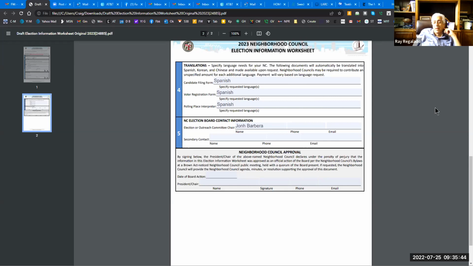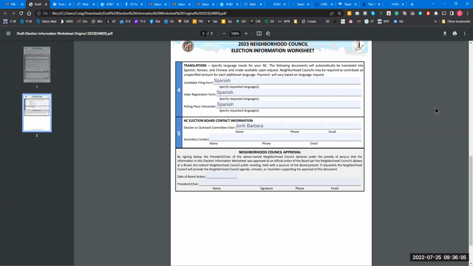So anyway, we need to have a secondary contact regardless. We need to have a secondary contact. If there is a name that you would like me to put on here, who would like to be it, who is qualified to be it, who's not going to be running. Would that be an outreach committee member? It would be. That would be good.